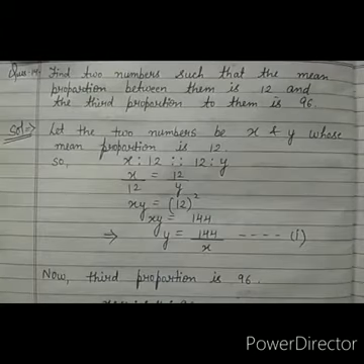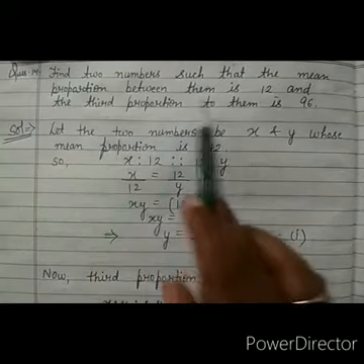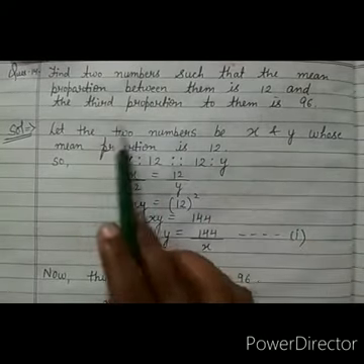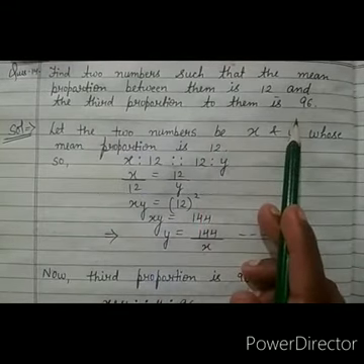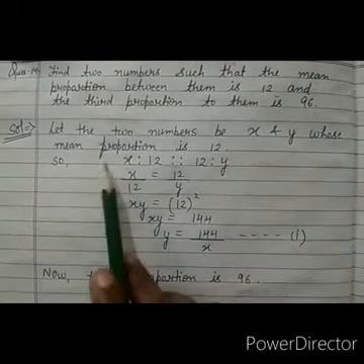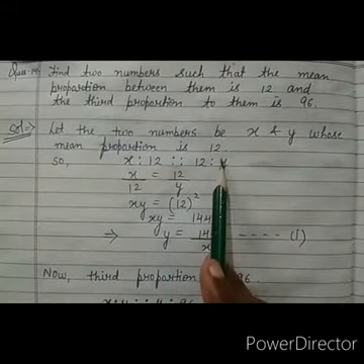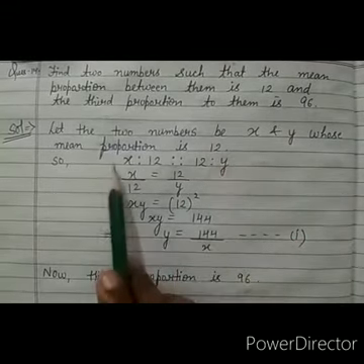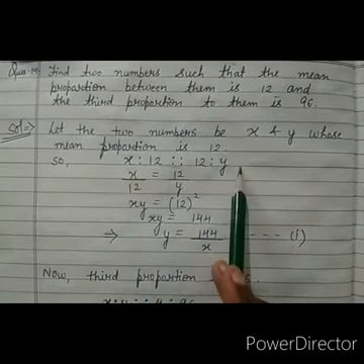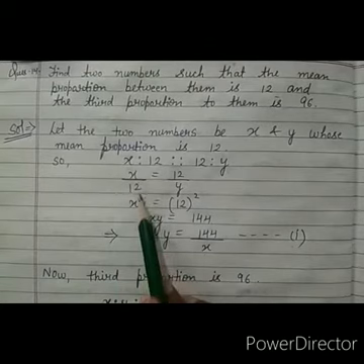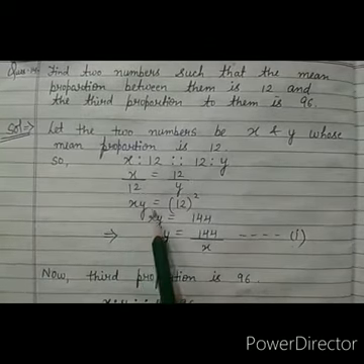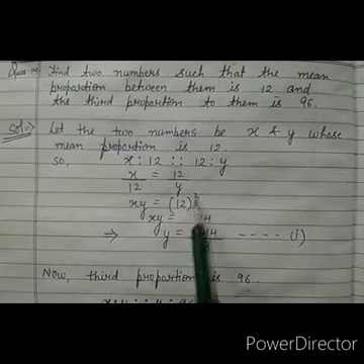Next question is question number 14. Find two terms such that the mean proportion between them is 12 and the third proportion to them is 96. So let the two numbers be x and y whose mean proportion is 12, which is given in the question. So x is to 12 as 12 is to y. Now x upon 12 is equal to 12 upon y. When we solve it, we get xy is equal to 12 whole squared.